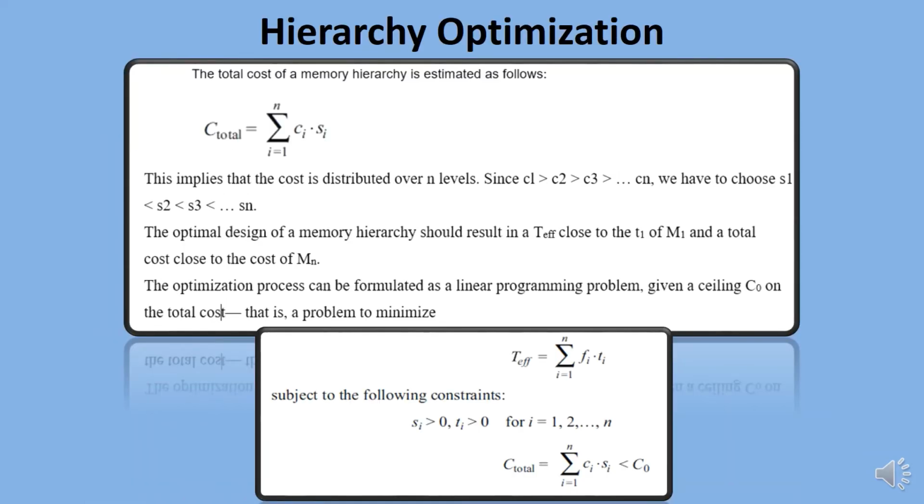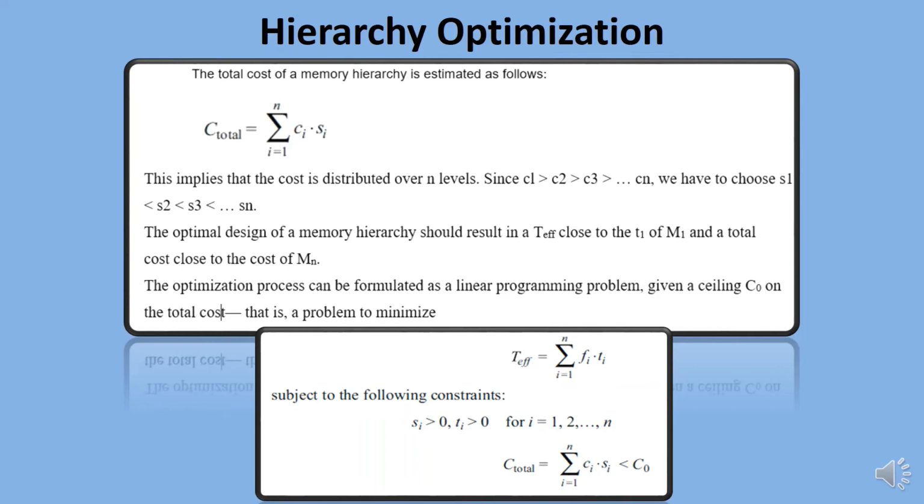Hierarchy optimization. The total cost of a memory hierarchy is estimated as C total equals the sum of i varying from 1 to n of Ci times Si. This implies that the cost is distributed over n levels. Since C1 is greater than C2 greater than C3 up to Cn, we have to choose S1 lesser than S2 lesser than S3 up to Sn.